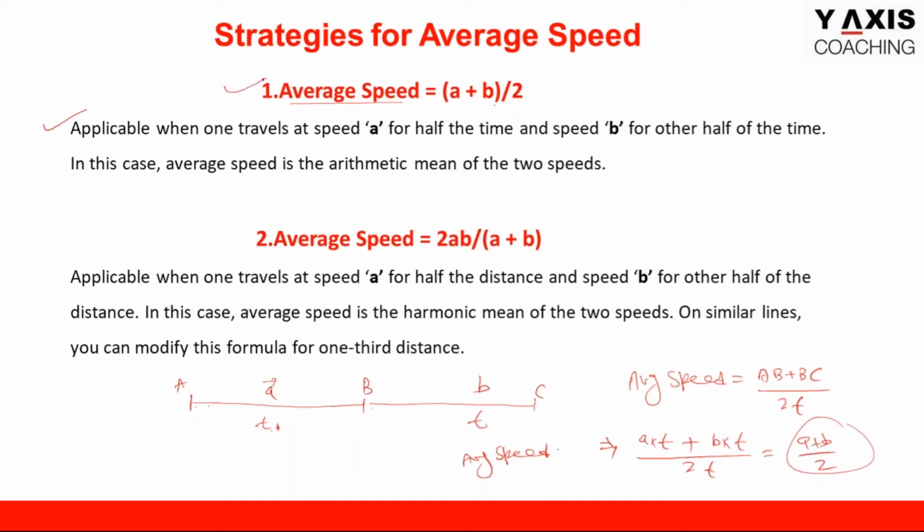So this is the case I proved here. Simply, in one line we can understand this: if time is constant, average speed is nothing but the arithmetic mean of the speeds.